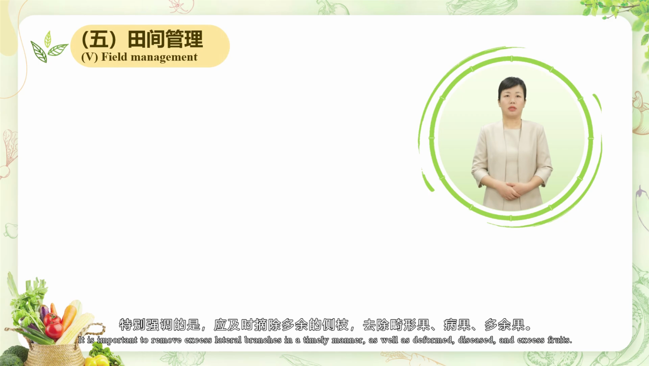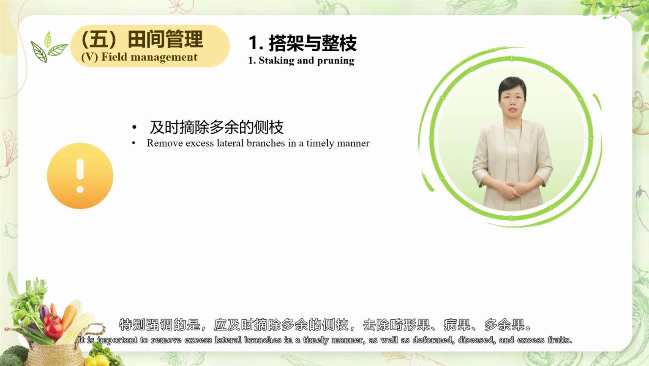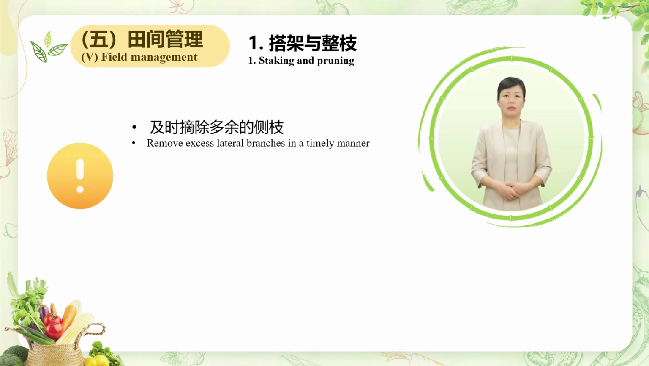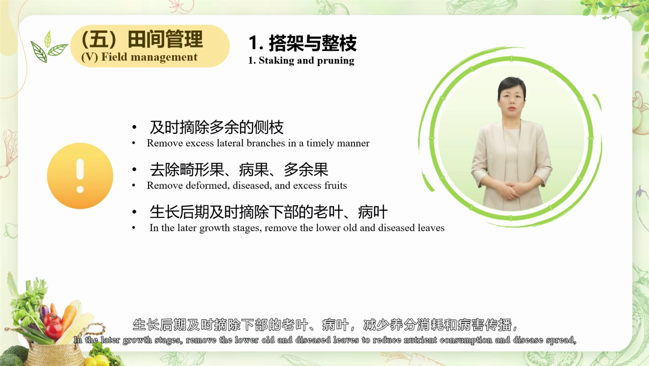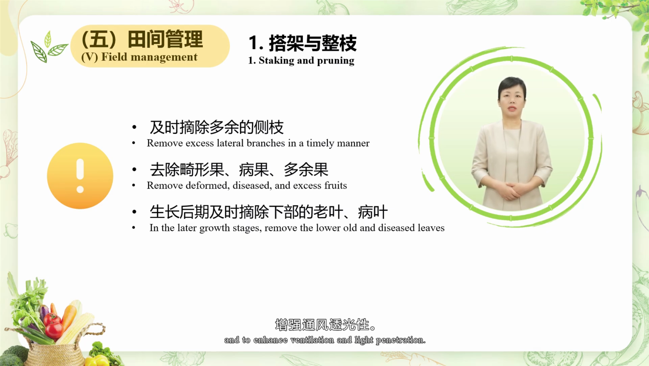It is important to remove excess lateral branches in a timely manner, as well as deformed, diseased, and excess fruits. In the later growth stages, remove the lower old and diseased leaves to reduce nutrient consumption and disease spread, and to enhance ventilation and light penetration.